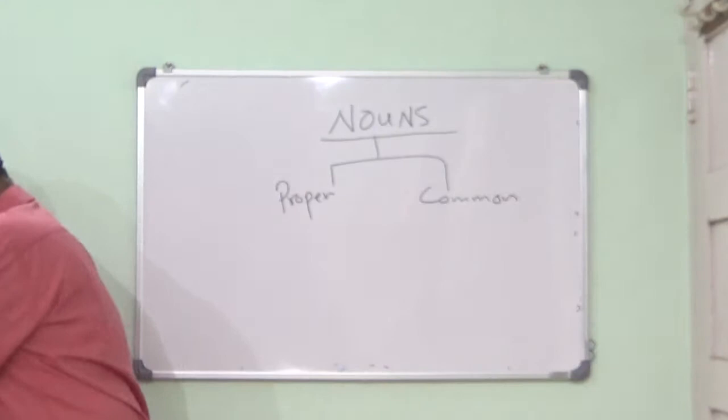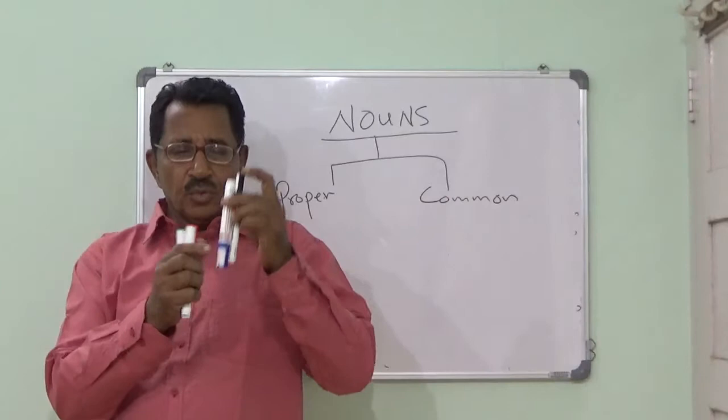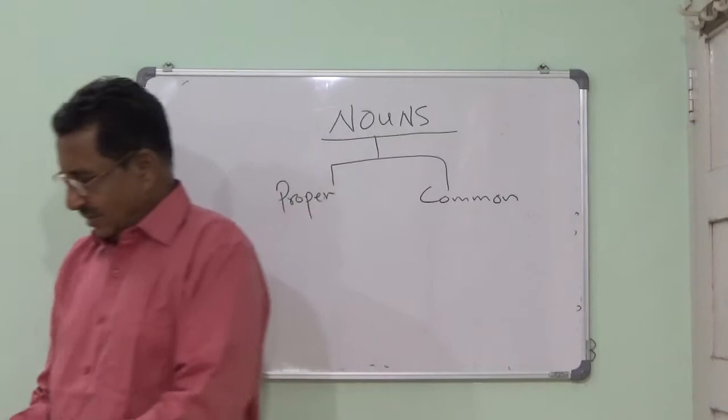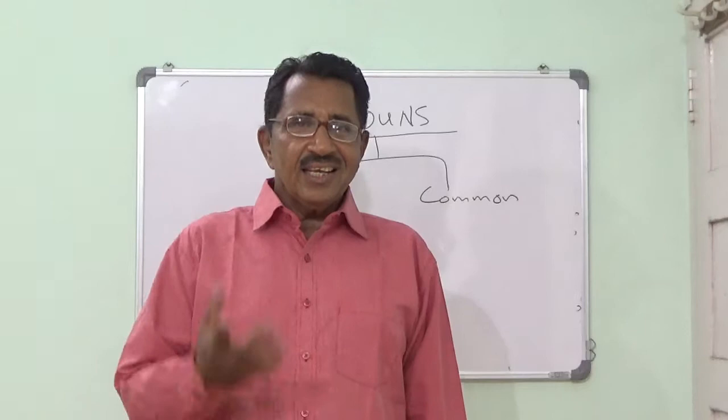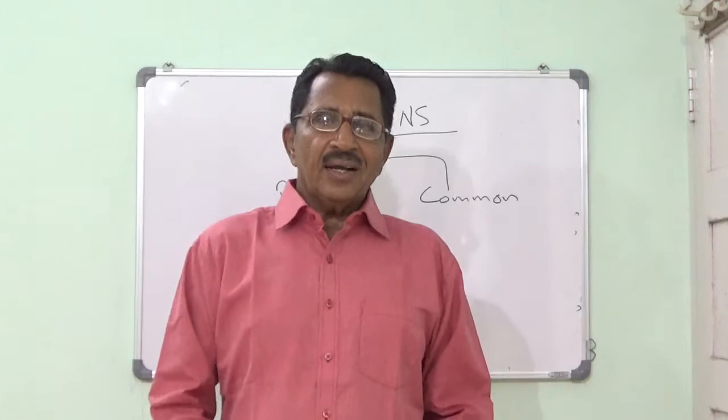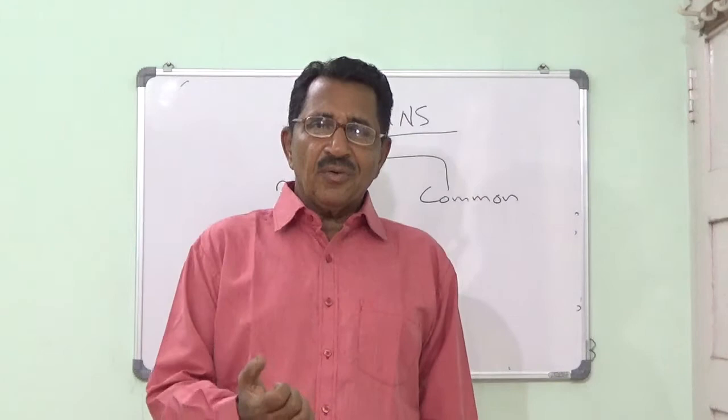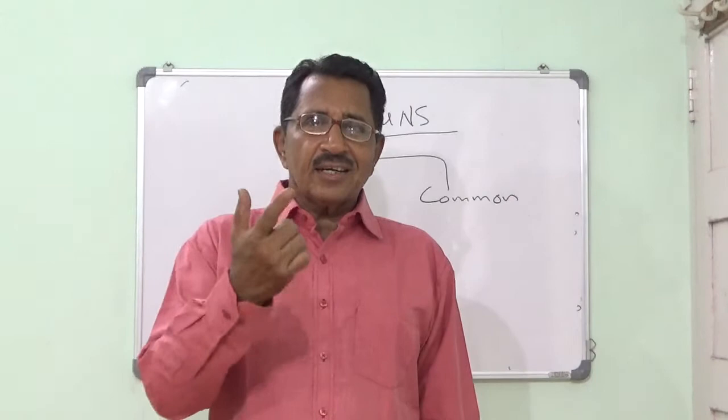One, two, three, four. How many pens? Four pens. So what I have done? I have counted them. There is a very famous Hindi song, do you remember? Ek, do, teen, char, panch, che, saat, aath, nau, das, gyarah, barah, terah. What does that mean? 1, 2, 3, 4, 5, 6, 7, 8, 9, 10, 11, 12, 13. So what I have done is counting.